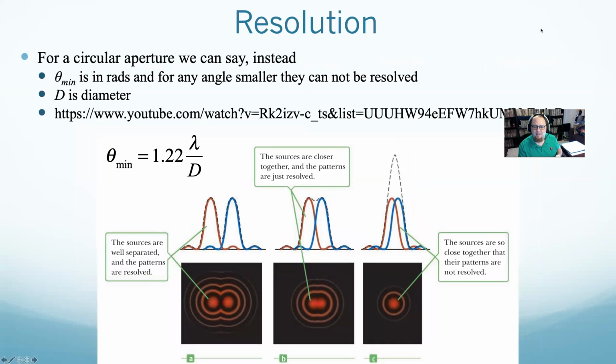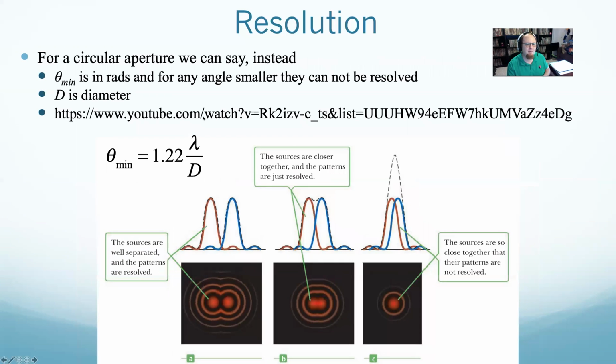And I'm not going to play that video. I'm actually blanking. If we have extra time, I'll play the video at the end, but I'm pretty sure I won't have time. And we'll say the minimal angle is going to be given as the wavelength over the diameter of the aperture.